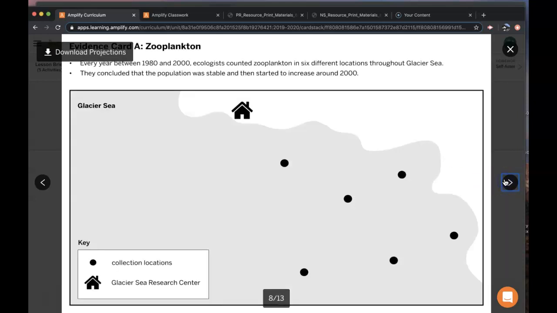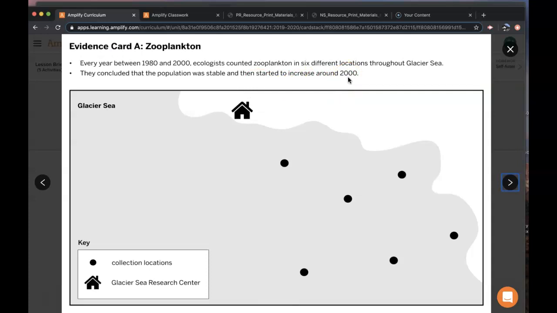So if we look at evidence card A here, we can see that each dot shows a location where data was collected, and this is about zooplankton. So this is the data points where zooplankton were collected. So we can expect that zooplankton and sea turtles can be found throughout the entire Glacier Sea. So in this evidence card A, we see there's 6 dots, 6 locations, and based on this information, the population was stable and then started to increase around the year 2000. So from 1980 to 2000, it was stable and then started to increase after.